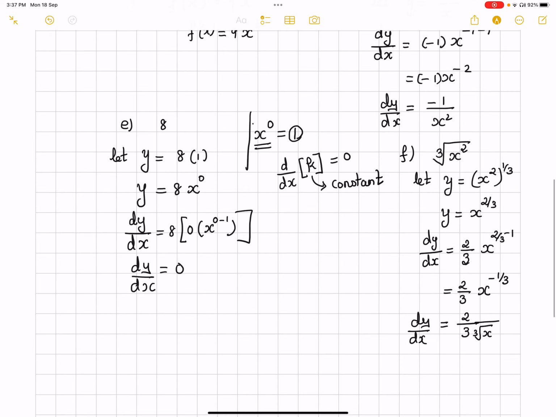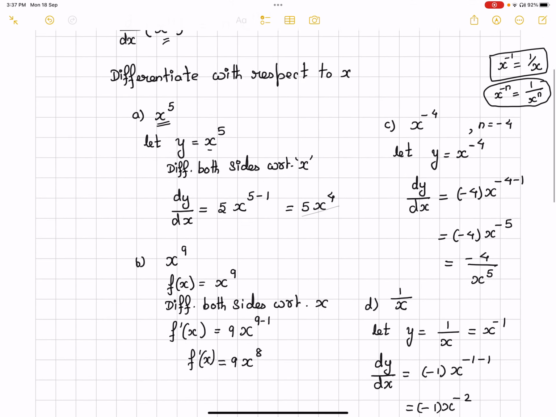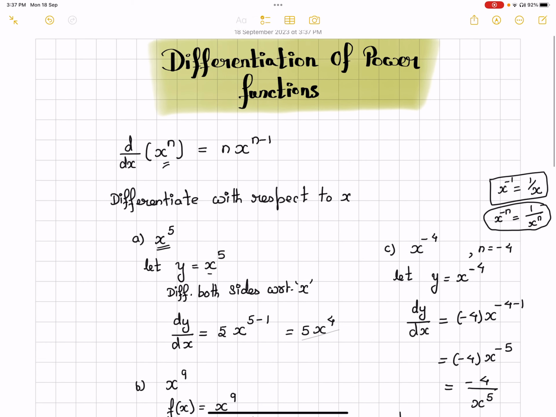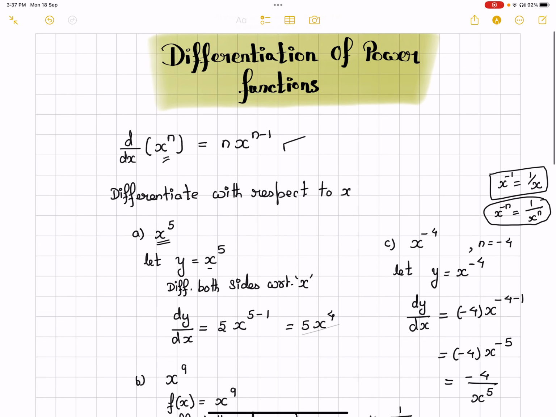Or you can also write it in this way, if you are finding the cube and the cube root together. dy by dx is equal to 2 by 3 into x to the power 1 by 3. Hope you understood this problem. So with these 5 problems, you would have got an idea about how to use this particular formula.